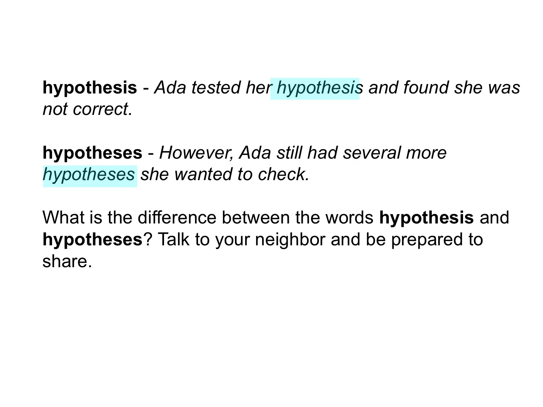All right, and now that you've shared and we've talked about it, you should have come up with, yes, when it's hypothesis, that's just one hypothesis or one guess. Hypotheses is the plural version of that, and that means more than one guess or more than one hypothesis. So she had several more hypotheses or several more guesses that she wanted to experiment and test and find out if those were them. Alrighty, that's the end of our vocabulary lesson for today.